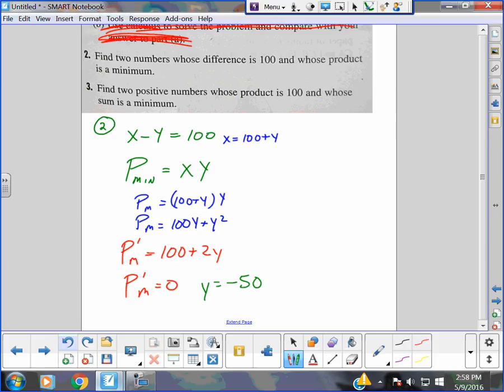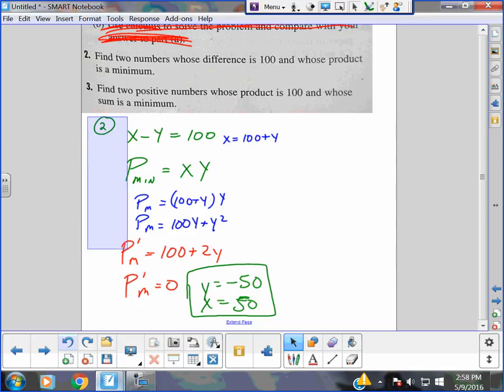Okay? And I can go back now, and I can find x in this equation, which is just 50. So find two numbers, all right, whose difference is 100, whose product is a minimum. The minimum is negative 2,500. It didn't ask you to find that. It asked you to find the two numbers. The two numbers are negative 50 and positive 50.